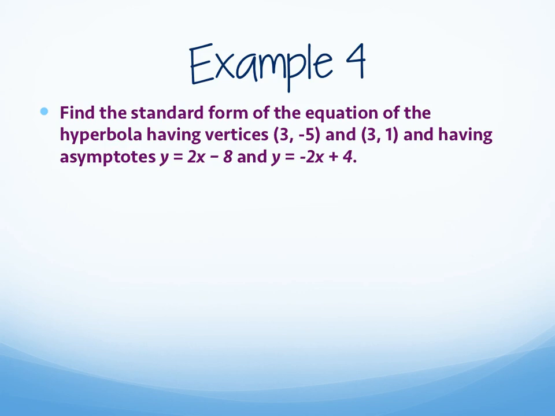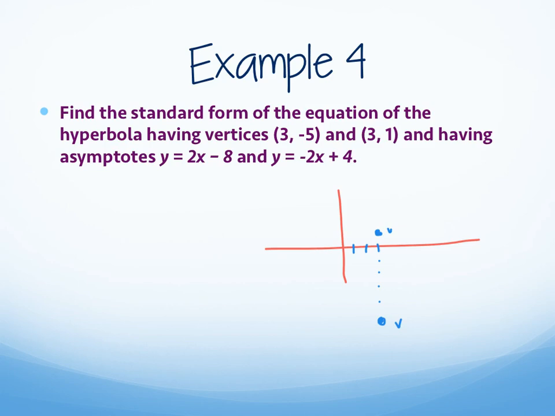All right, example 4 says find the standard form of the equation of the hyperbola having vertices 3, -5, and 3, 1, having asymptotes y equals 2x minus 8 and -2x plus 4. So we're back to flipping the other way around. Now we're given the information about it, and we need to find the standard form. So I'm going to graph what they give me so that I know what this looks like. 3, -5: right 1, 2, 3, down 1, 2, 3, 4, 5. And 3, 1. Those are my vertices.